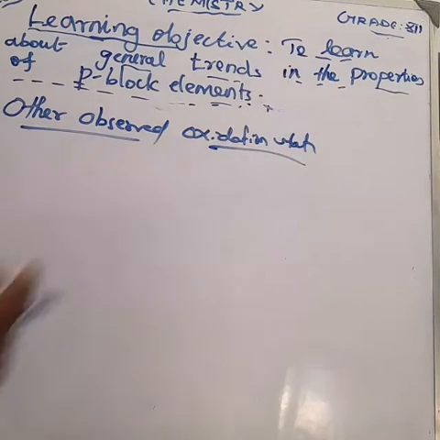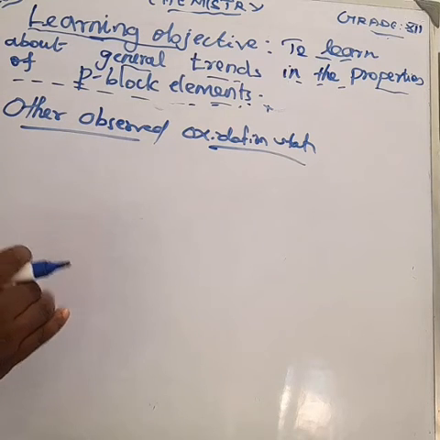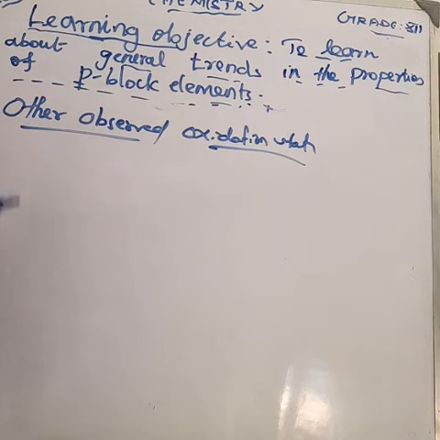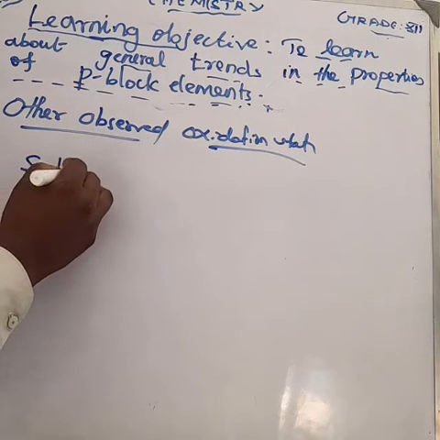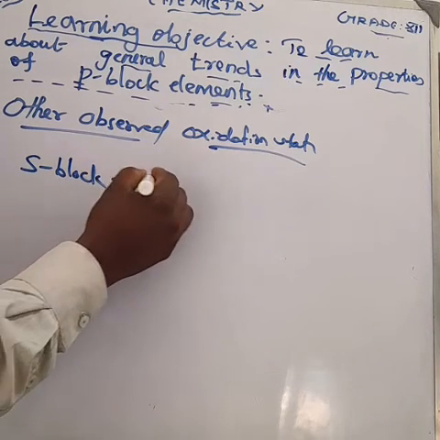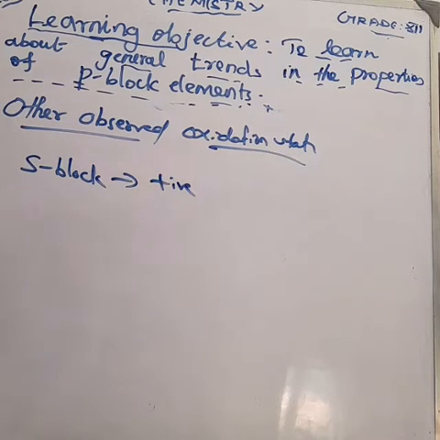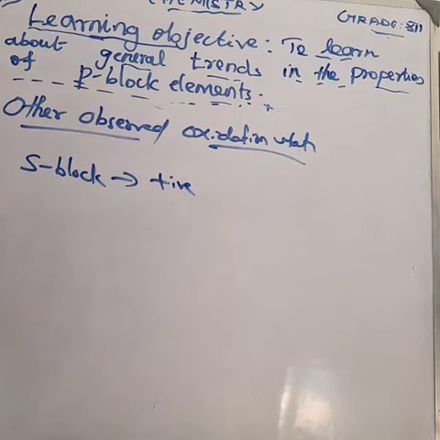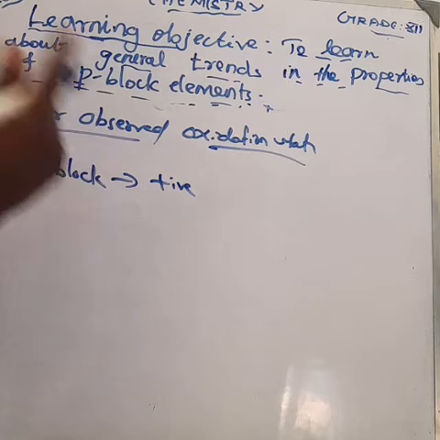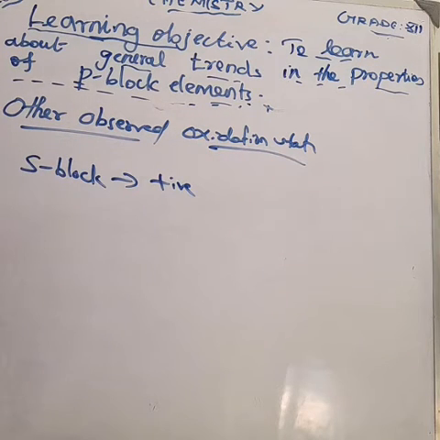Valence electrons are the total number of electrons present in the outermost shell, and that relates to the group oxidation state. Here, s block elements show only positive oxidation states. What is a positive oxidation state? When an atom loses its electron, it becomes positive.